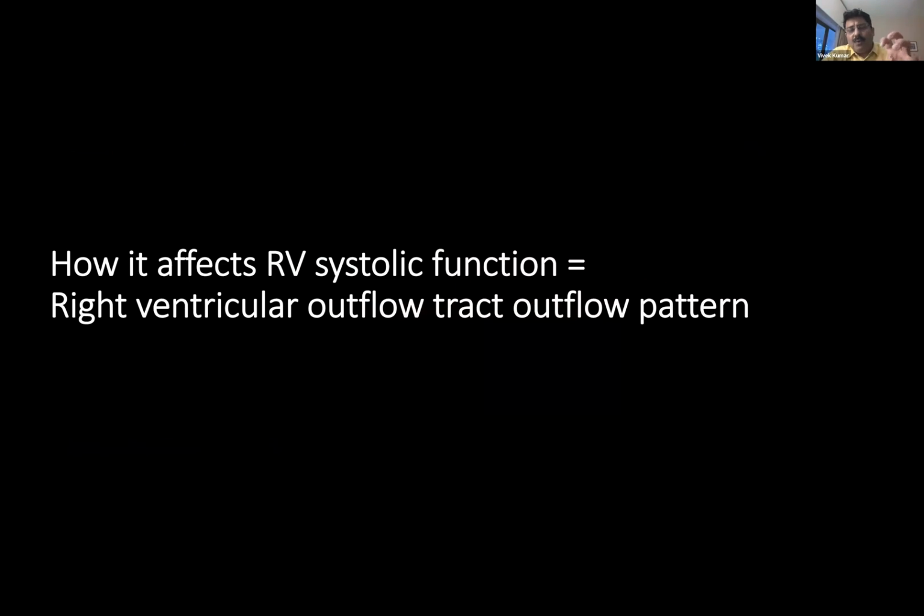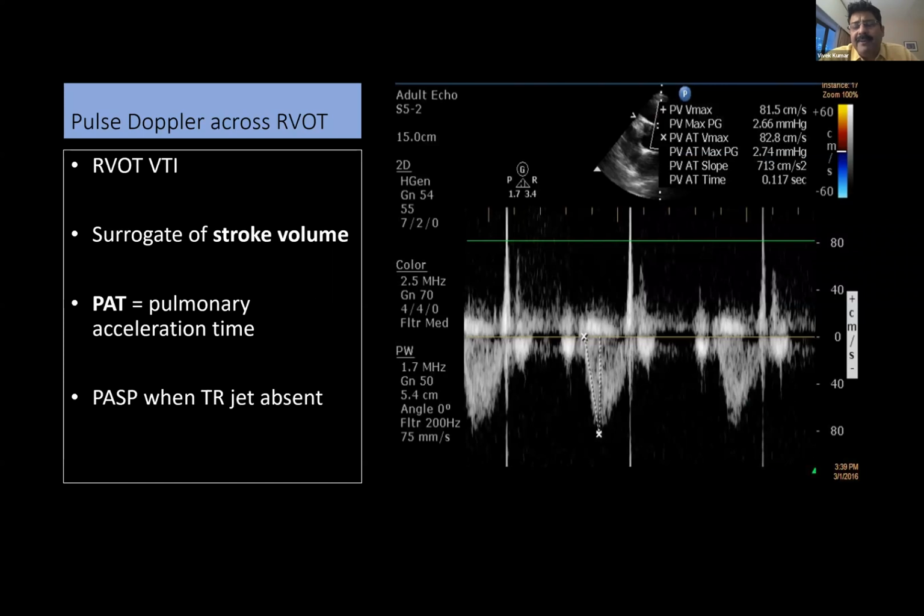So now we look quickly at the echo findings in acute cor pulmonale. If I have to objectively see the right ventricular systolic function, I look at what is known as the right ventricular outflow tract VTI. That means I put my pulse wave Doppler just before the pulmonary valve and I get this waveform. This waveform is important for those of you who are interested. You can measure the time from onset of pulmonary flow to the peak of pulmonary flow, and this is known as pulmonary acceleration time.